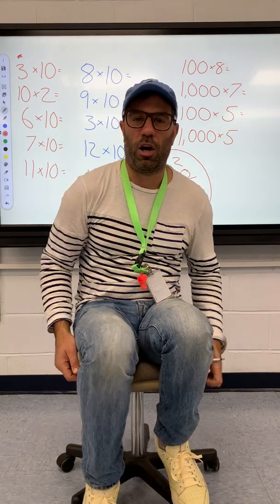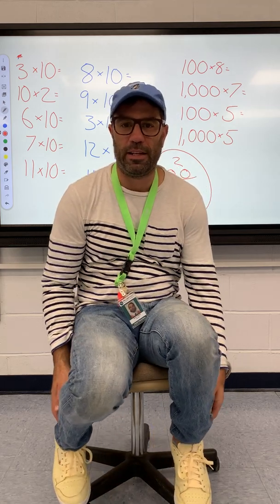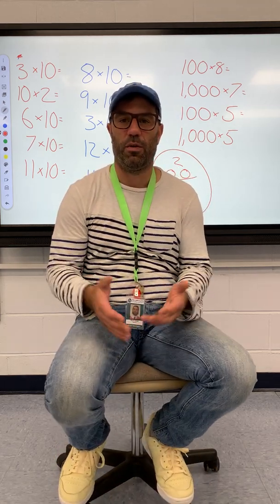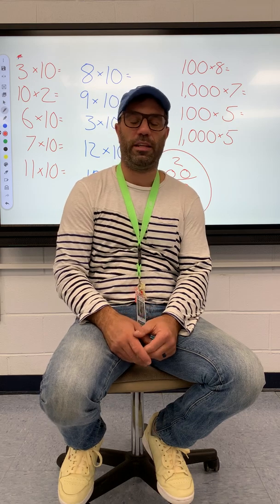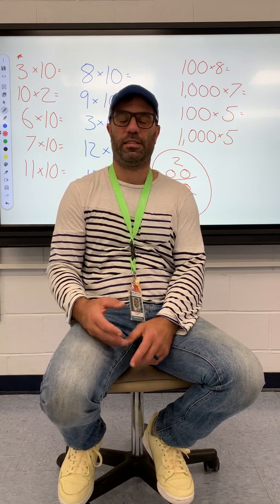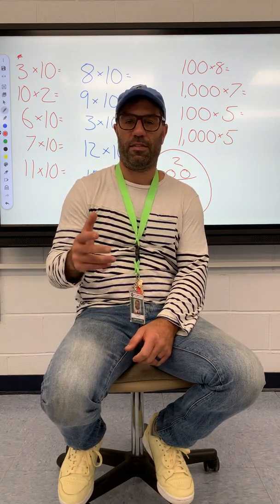Then we were learning a couple properties. 0 property, anything times 0 is 0. Then we were learning 1's property, anything times 1 is itself, like 7 times 1 is 7.